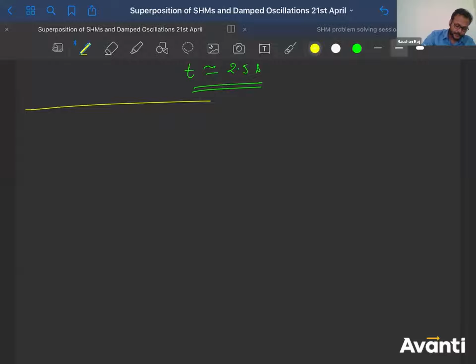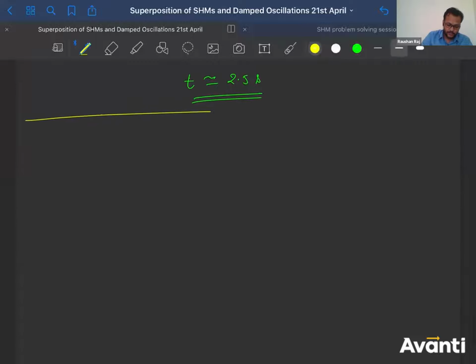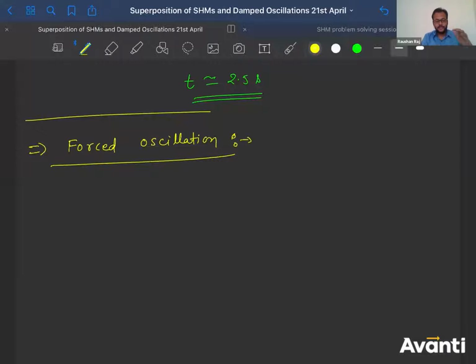Don't worry. So now let us start a new topic here. That is the last topic for this chapter, and that is nothing but forced oscillation. See, the mathematical analysis or the equations or the solutions are not that important. There are a few things that are important in forced oscillations. You have to take care of that. Okay.